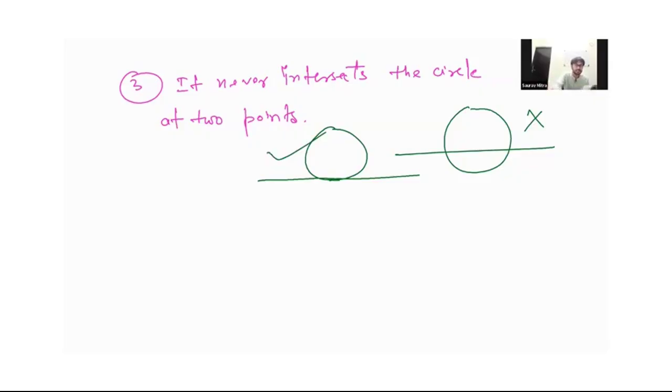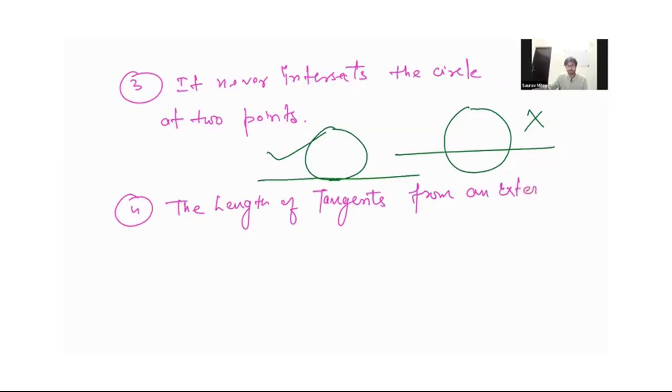And the last part is the length of the tangents. The length of tangents from an external point to a circle are equal. The length of tangents from an external point to a circle are equal always.